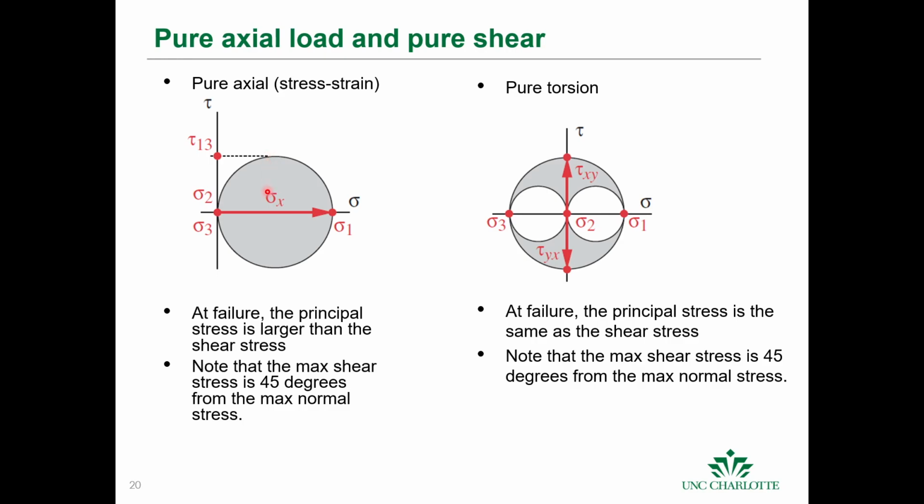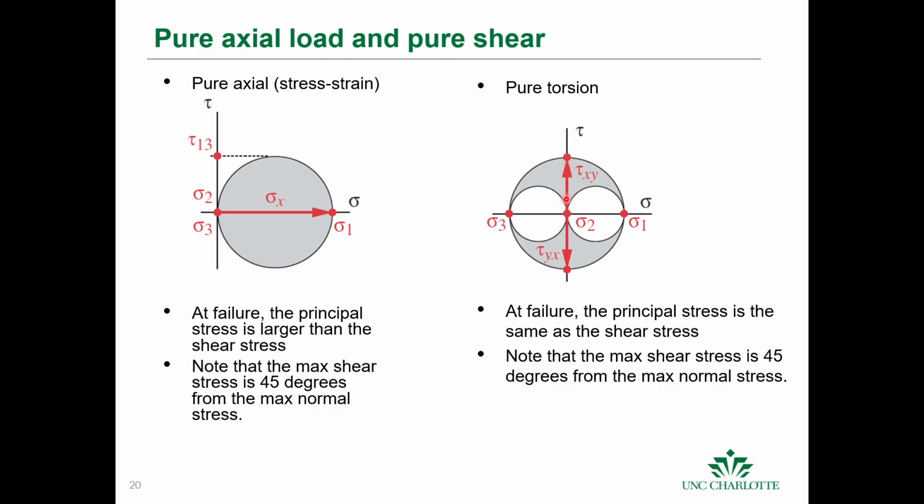Okay, now in the Mohr's circle, we know that this point here to this point is at 90 degrees, but we know that it's actually twice the angle in real life. So this 90 degrees is actually a 45-degree plane, and you can see that in the failure modes. When you have pure torsion, you have this applied shear stress. Notice this deep red line, we're applying shear. Over here, we are applying axial load. And at failure, principal stress is the same as the shear stress, okay?